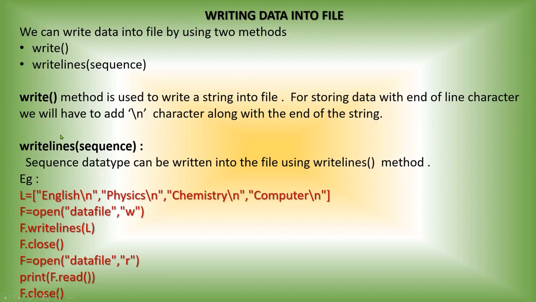The argument of writelines is a sequence. For the write method, you are giving the argument as a string, and that string is written into the file. But in writelines, the argument is a sequence. You can write any sequence into the file. Examples are written here. I'll try out that example in Python.